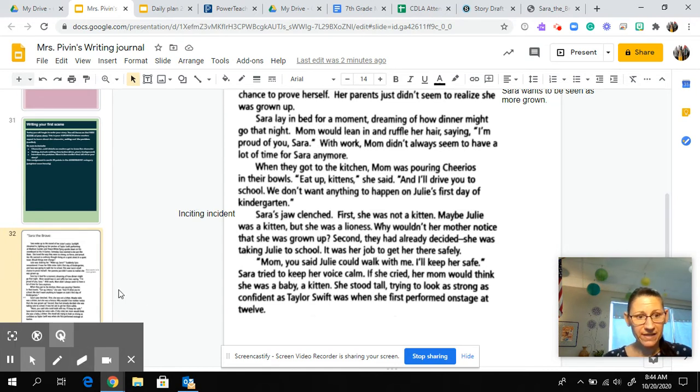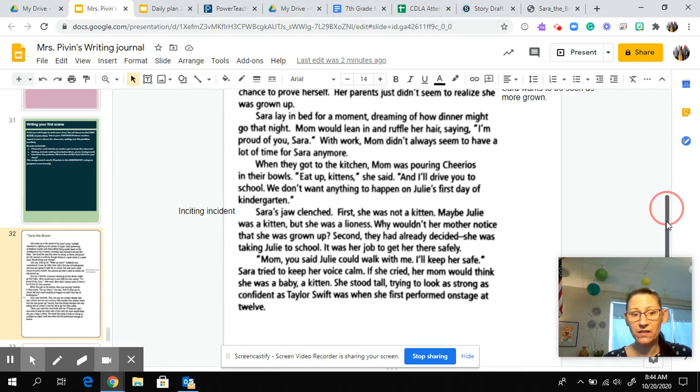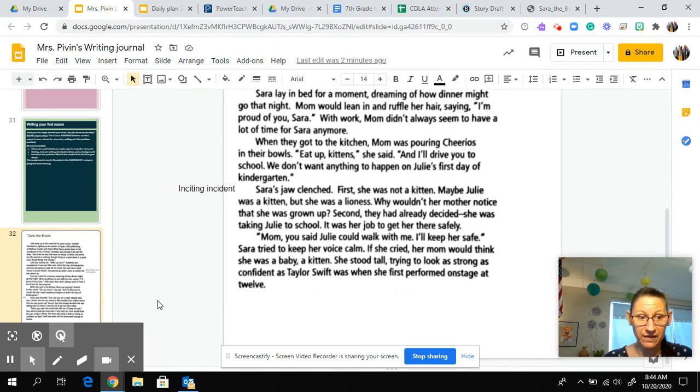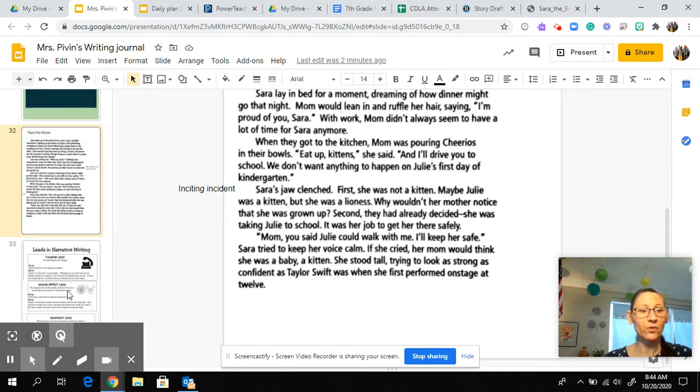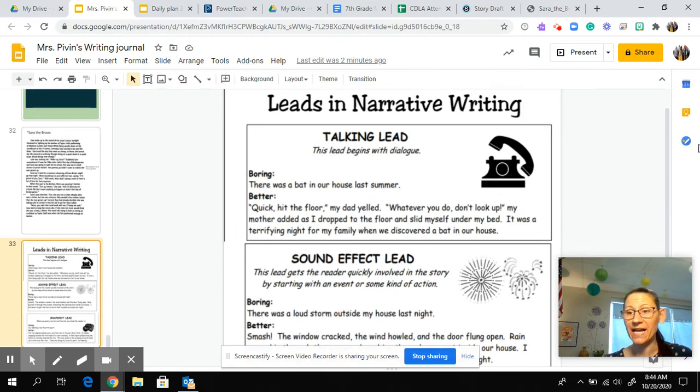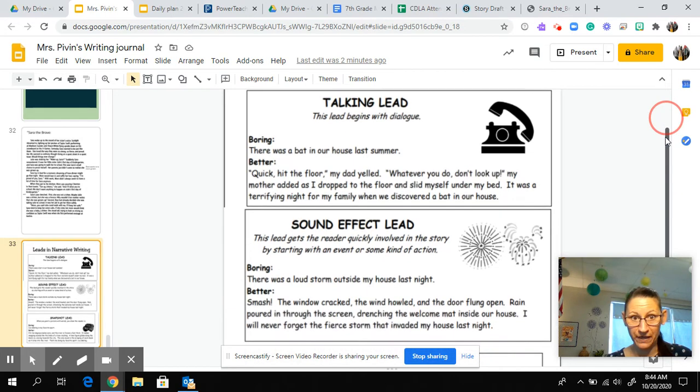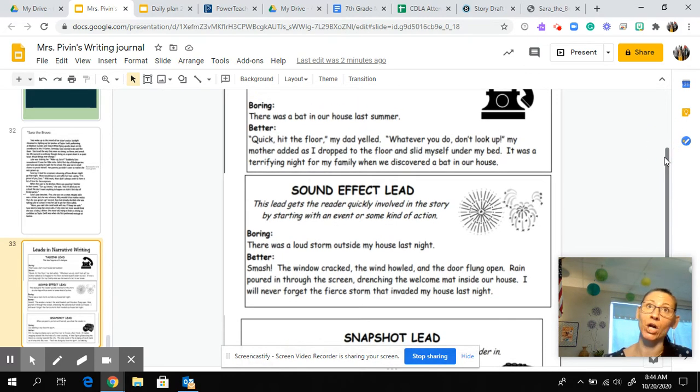Now, some of the ways that you can start powerfully, because sometimes we're like, I don't really know how to start. So here are 3 leads that can get you starting powerfully. The talking lead: you can lead out with dialogue. So the mundane, boring way is, there was a bat in our house last summer. The more exciting way is to put your reader in the moment of what was happening.